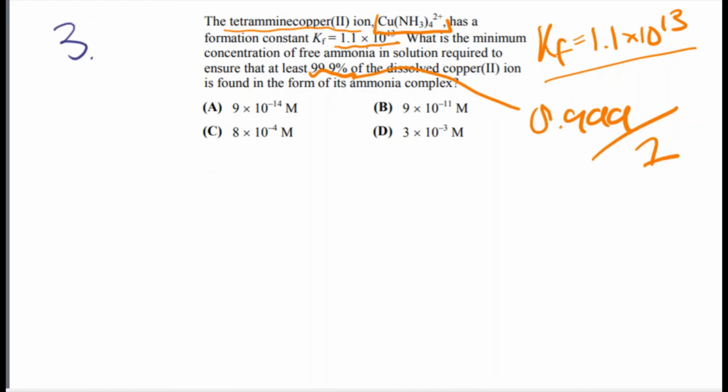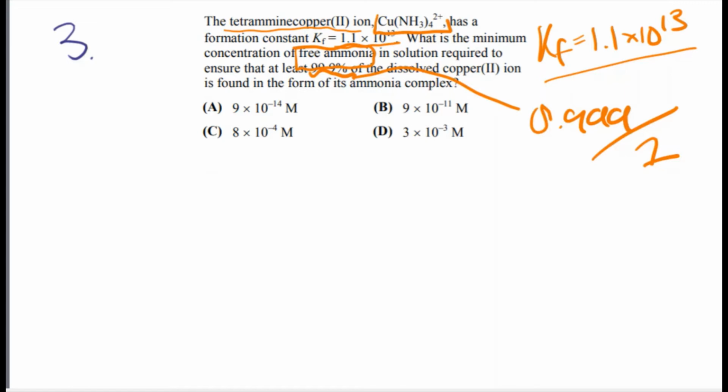So before we continue, let's think about what free ammonia means. So this actually means the ammonia that's left over at the end, or in other words, the minimum concentration of ammonia at the end of the reaction once everything has reached equilibrium. So it's like the free ammonia that's floating around after everything is all said and done.